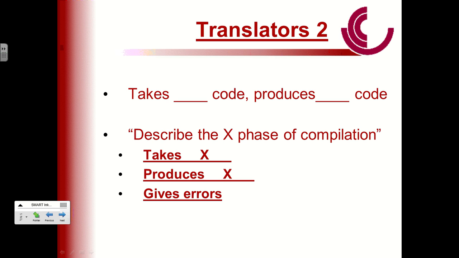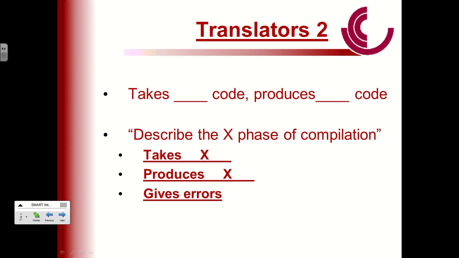A common question on the exam is something like, describe the syntax analysis phase of compilation. Or it can equally ask about the lexical analysis or the code generation phase. Doesn't matter which of these three phases it's asking about, these same 3 marks always come up. So regardless of which stage they ask you about, you say it takes the output from lexical analysis, and produces the output for the code generation phase, and gives errors. So if you're talking about syntax analysis, you say lexical happens before, code generation happens next, and gives errors.